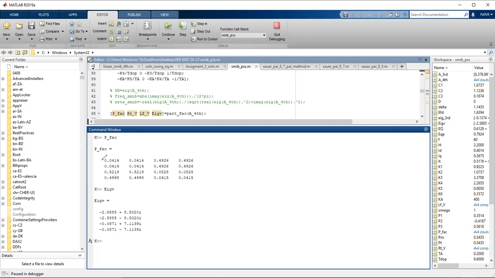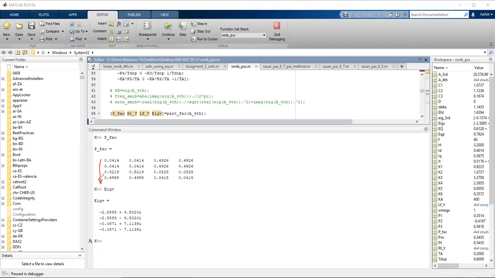Along this line you have the states, and along this line you have the eigenvalues. So this first one gives you the participation of the first eigenvalue in the 4 states. So what are the states? 4 states: the first state is delta, the second state is omega, the third state is Eq dash, the fourth state is Efd. Of course, these are the incremental values of delta and omega; I'm just skipping those del terms.